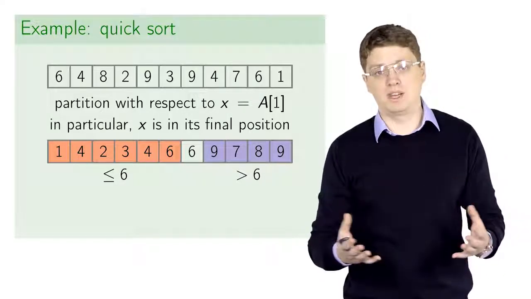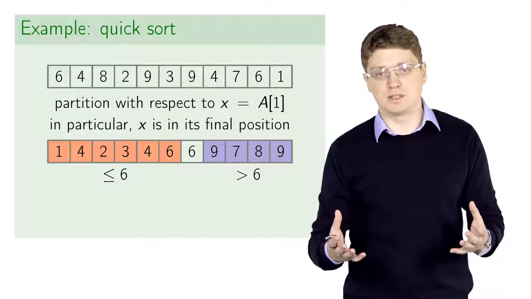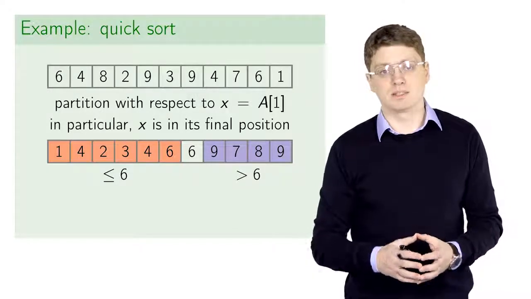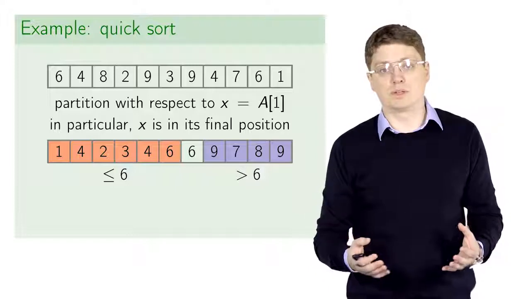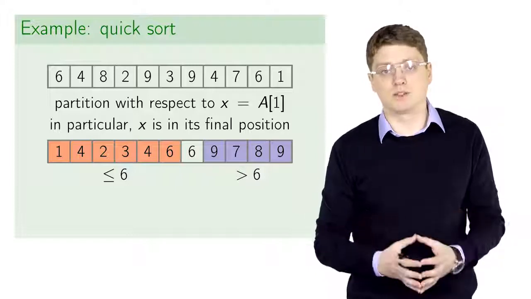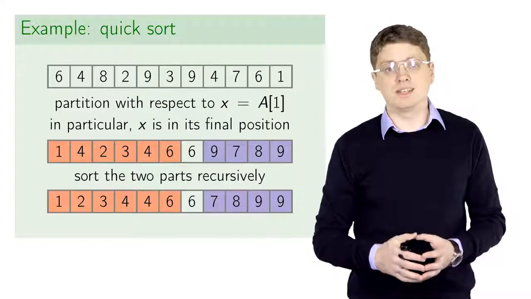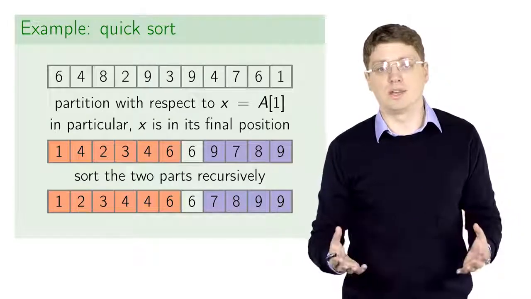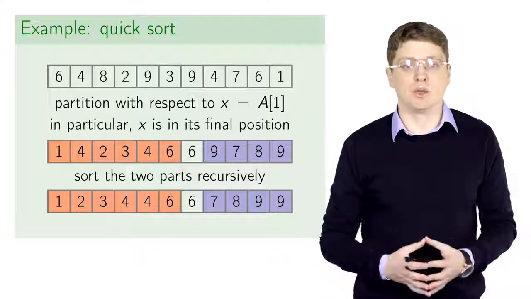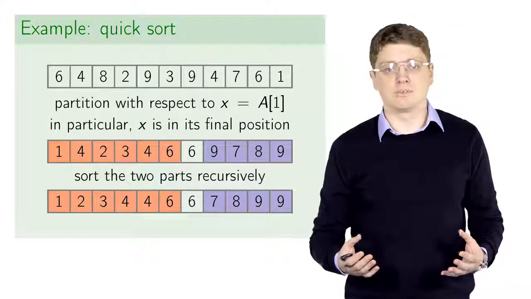So what remains to be done is to sort all the elements that go before 6 and all the elements that go after 6. And this can be done just with 2 recursive calls to the same algorithm, to the quicksort algorithm. So we do this, and immediately after these 2 recursive calls, we have a sorted array. Well, in the next video, we will explain all the details of this algorithm.